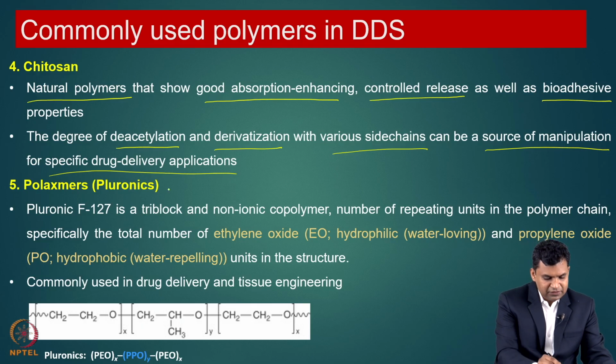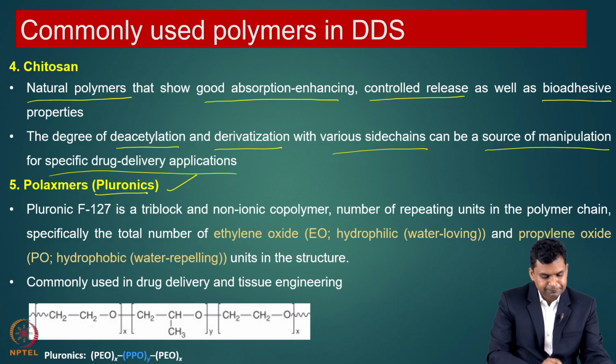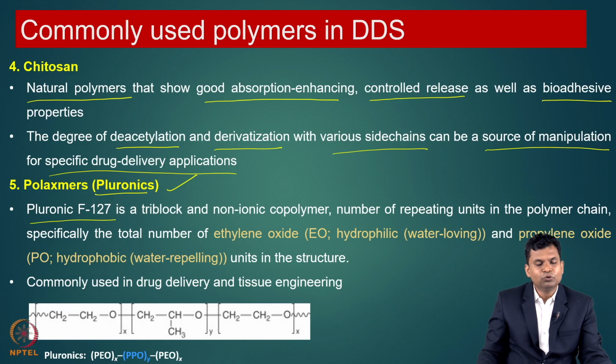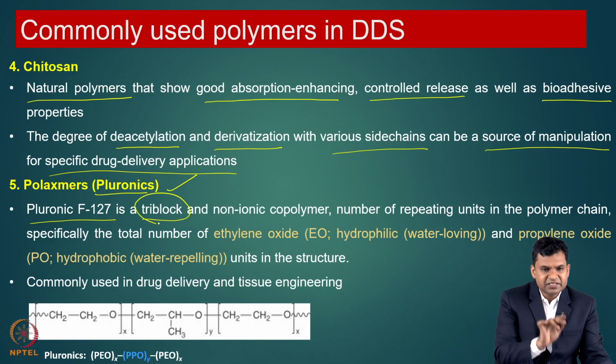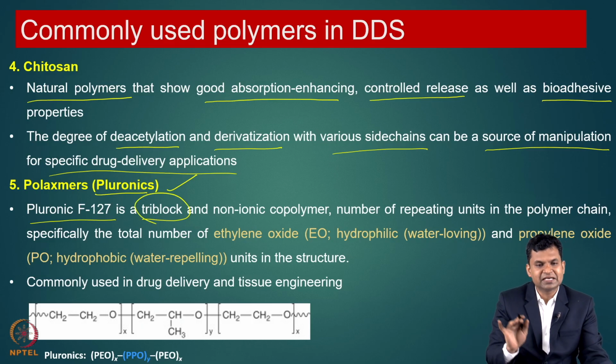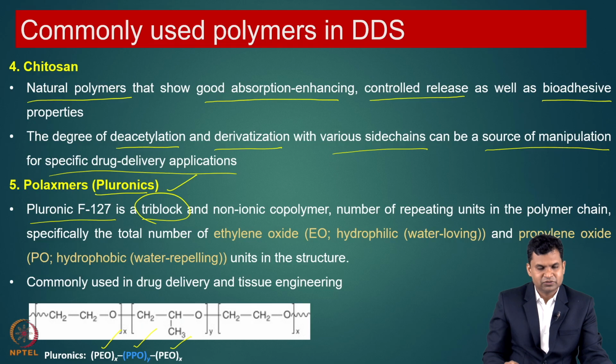And here we will see another one, that is poloxamer. It is also known as Pluronic. It comes in the market under various brand names. Pluronic F127 is a tri-block polymer. PLGA is a co-block polymer of lactic acid and glycolic acid, whereas Pluronic is a tri-block polymer which contains polyethylene oxide, polypropylene oxide, and again polyethylene oxide as the repeating unit. That is why it is called a tri-block copolymer.